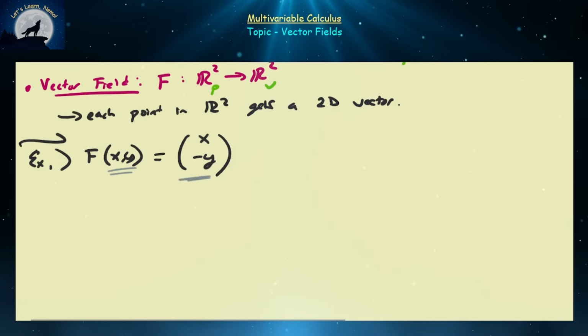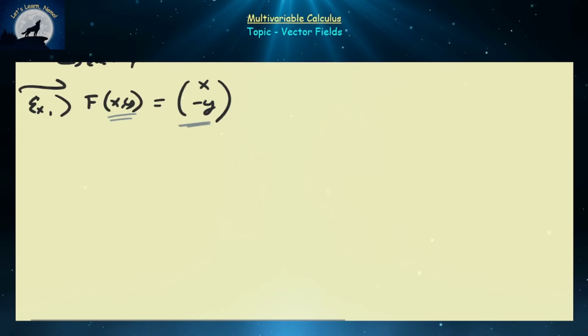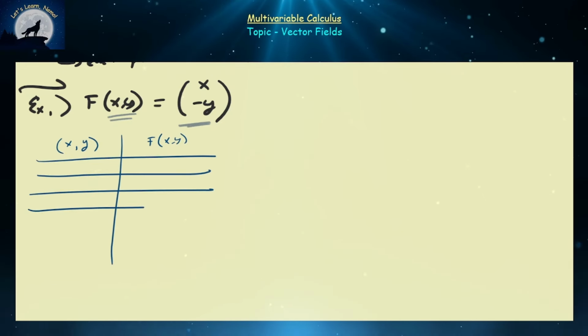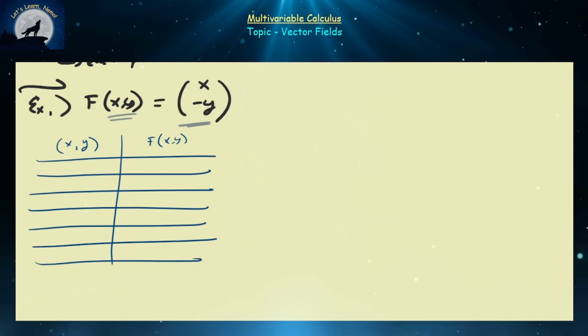So just like we do every time we learn new graphing methods, let's start off with a table of values. What we're going to be given is a point x comma y, and then we're going to be given an associated vector, f of x, y. So let's choose a few numbers. Let's go through them one by one, just a few.